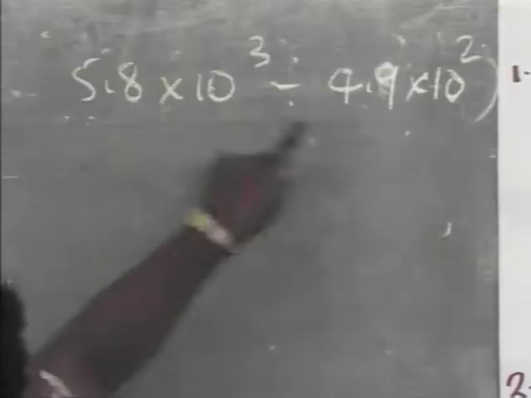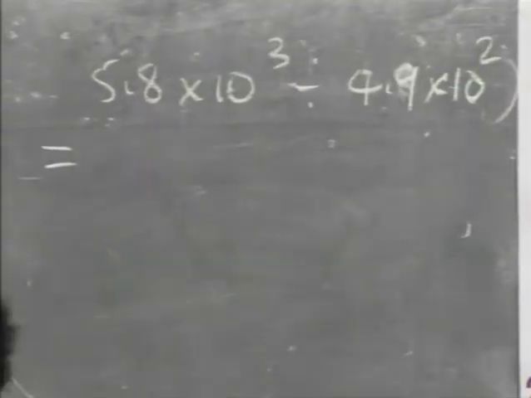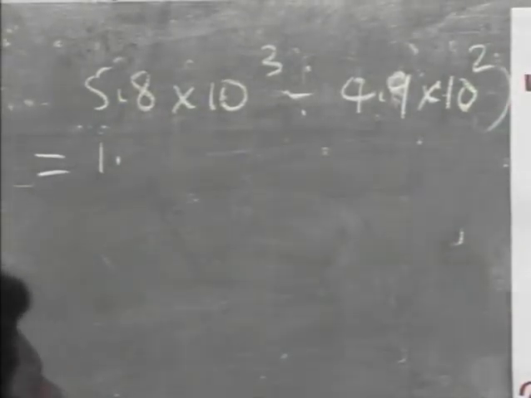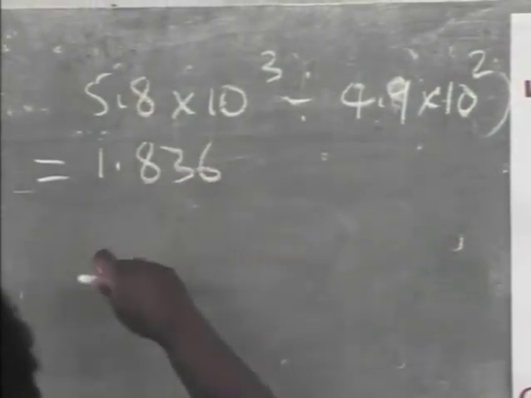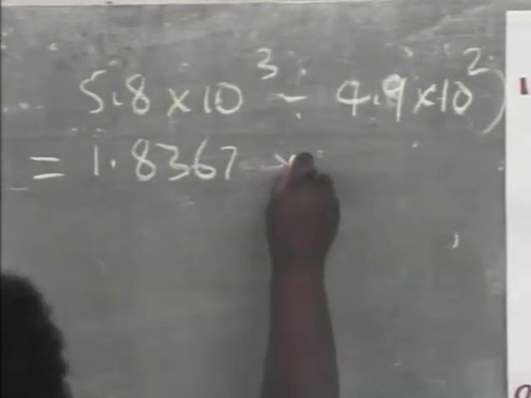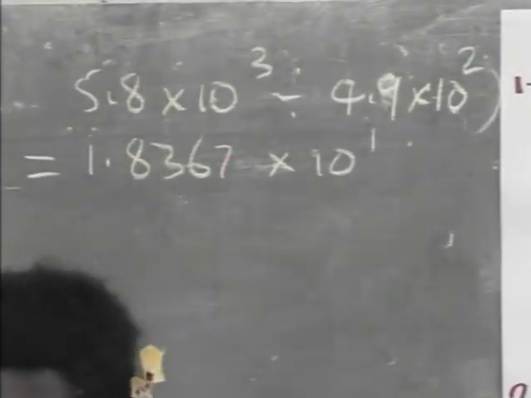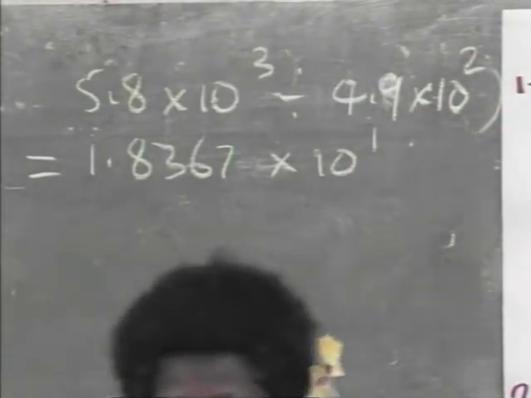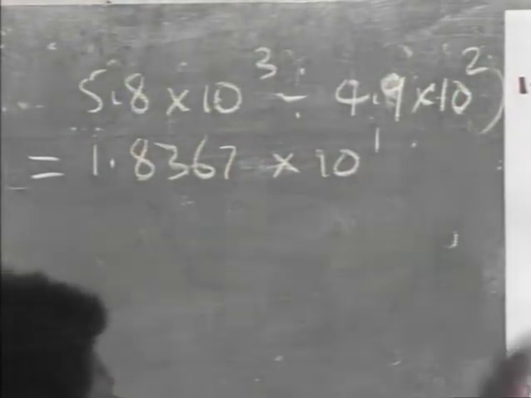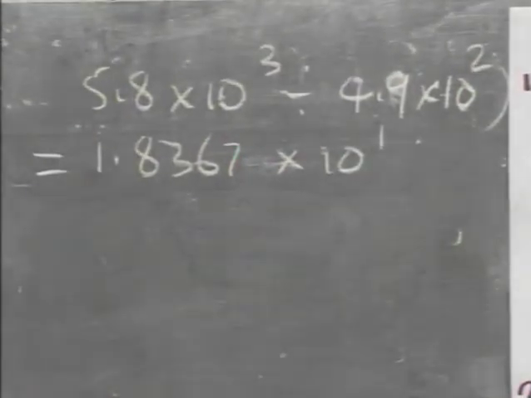Okay, you'll have to help somebody with a calculator. Divide 5.8 by 4.9. 1.18367. Okay, we'll just worry about that. And then times 10 to the power of 1. Okay, it's already in proper scientific notation, so leave the answer like that. Because it's already one digit before the decimal point. So that's the answer if you divided.